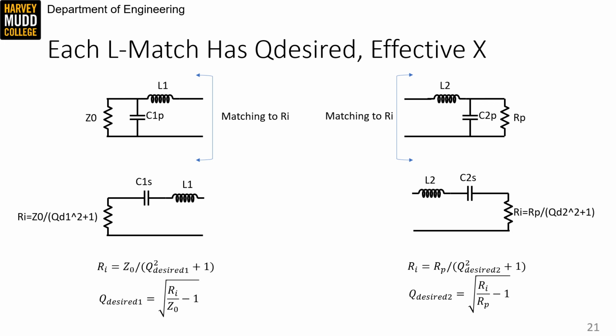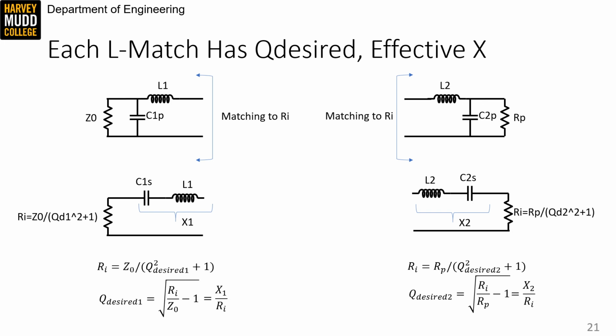I've performed the parallel to series transformations for each of our L matches on this slide. These two transformations each define a Q desired for the L match network in the same way that we've seen before. However, we're going to add an additional definition of Q desired that will be important when we try to figure out the overall Q of these two interacting L matches.